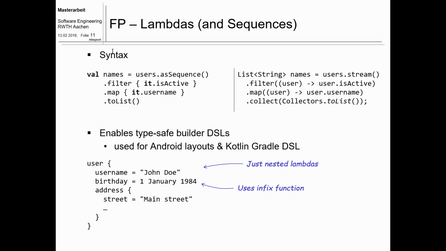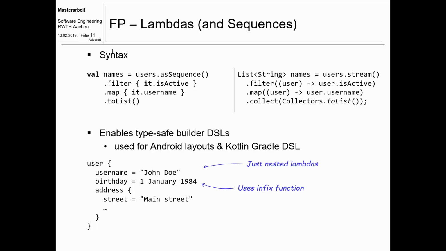And this basically results in a nice syntax. So you can say filter it is active, map to it username, which is quite readable considering how concise it is. So really the concepts shown on the left and on the right for Java here are exactly the same, but the syntax is just a bit cleaner for Kotlin.